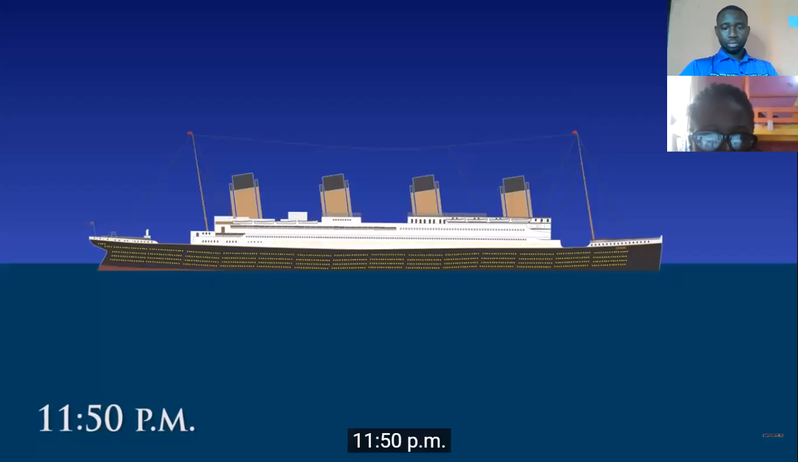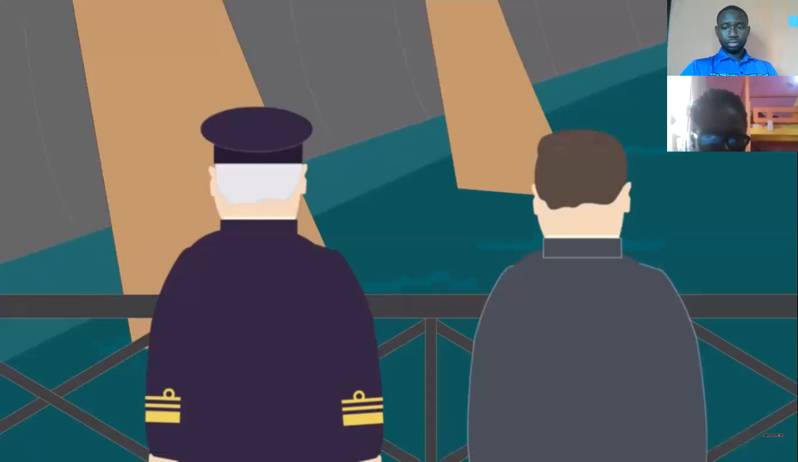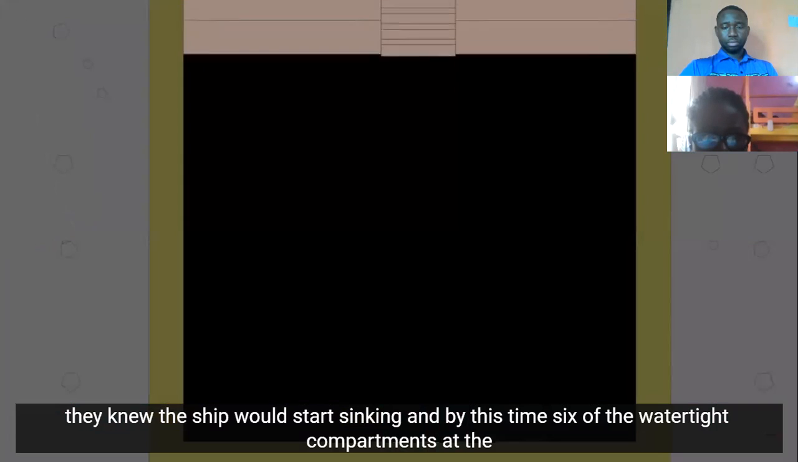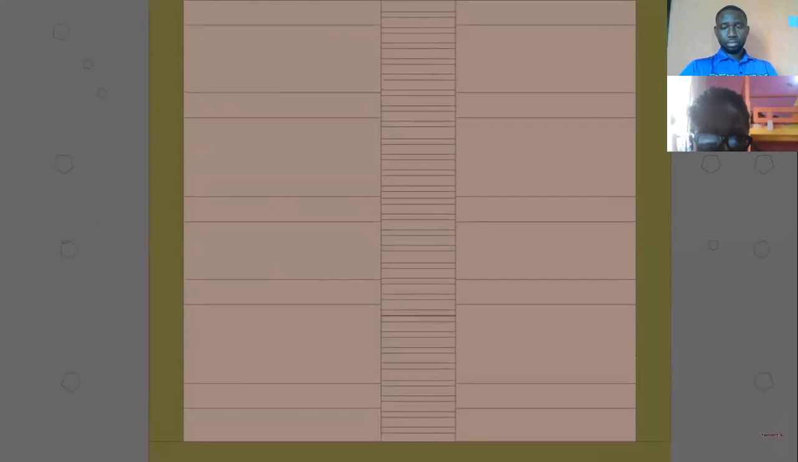11:50 p.m. Captain Smith and the ship architect, Thomas Andrews, went to inspect the damage. They knew the ship would start sinking, and by this time, 6 of the watertight compartments at the front of the ship's hull were already breached and began flooding.